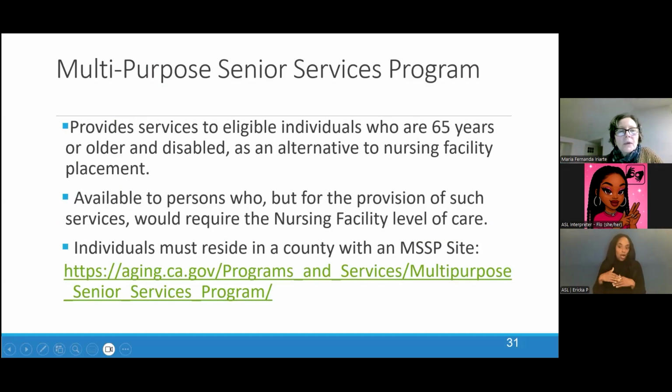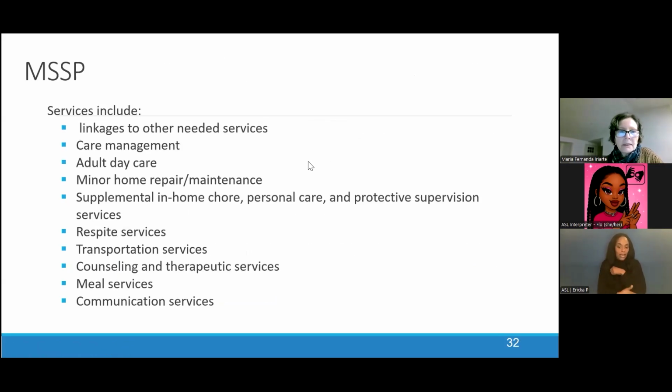The next waiver is the Multi-Purpose Senior Services Program. You've got to be 65 years or older and disabled. Again, you have to show that you meet any of the levels of care in this waiver. And it's available in about 46 counties, so you can go on this website and find out if your county is there. If your county isn't there, then it's not available to you.